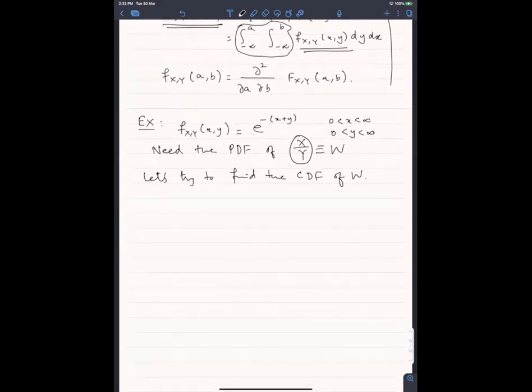Okay. So CDF of W would be F_W evaluated at a is probability W is less than or equal to a. That's the definition of the CDF, right? So this would be equal to the probability W is X over Y, which is less than or equal to a. This is equal to the probability X is less than or equal to aY, right?